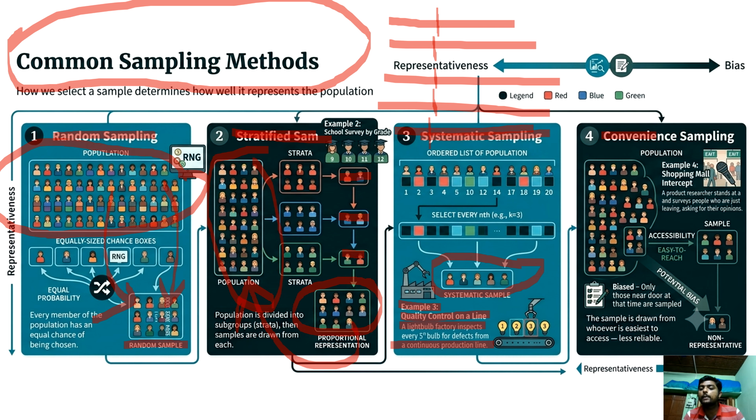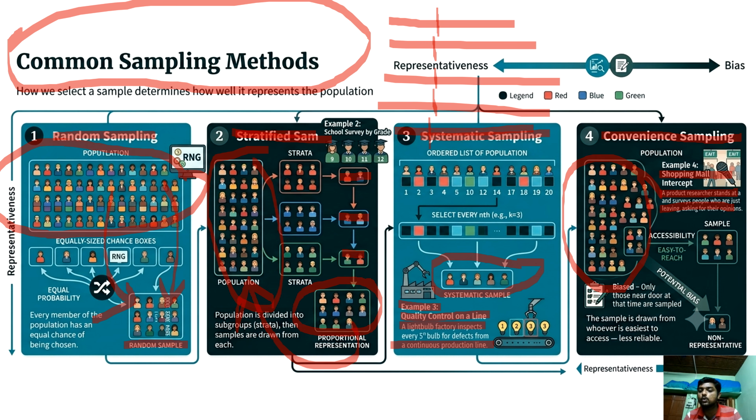Number four, convenience sampling means that from the population we take the sample which is easy to reach or accessible to us. For example, a shopping mall intercept, where a product researcher stands at a mall and surveys people who are just leaving, asking their opinions. Those who are just leaving the place are asked for their opinion. So it is somewhat biased, and only those near the door at that time are sampled. So that's a simply biased method.